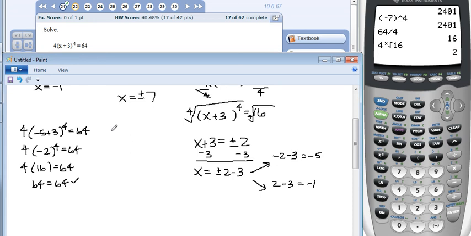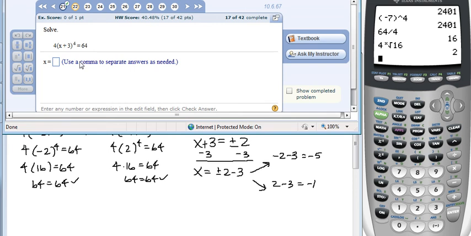Let's try the -1. 4 times -1 plus 3 to the 4th is equal to 64. Well, we have what in here? We have a 2. 2 to the 4th is 16. Check. So those are our two answers. They both work. -5 and -1. No spaces in between those, okay?